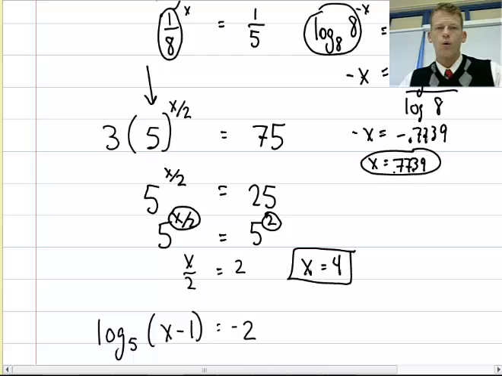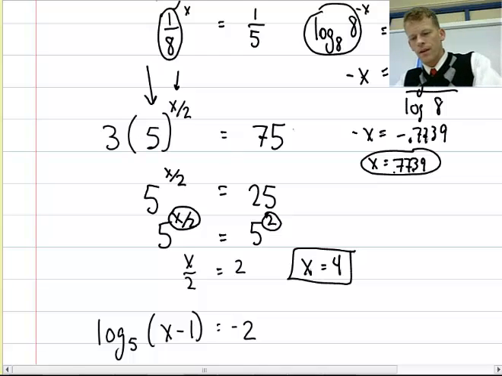That satisfies this equation. Looking at the equation up here, if I plug a 4 in, I'm going to get 5 to the 4th power over 2, which will be 5 squared. 5 squared is 25 times 3. The answer checks out as 75.